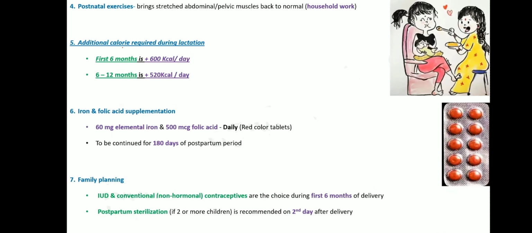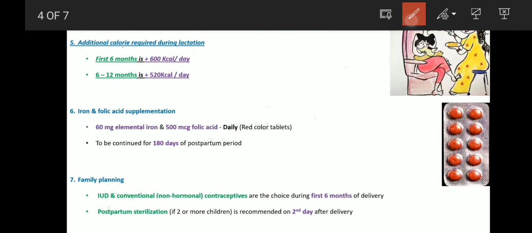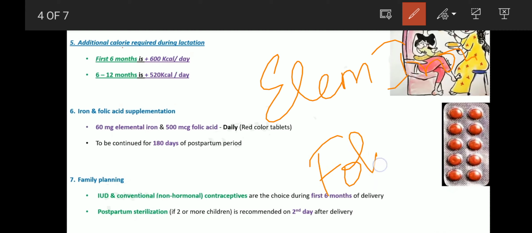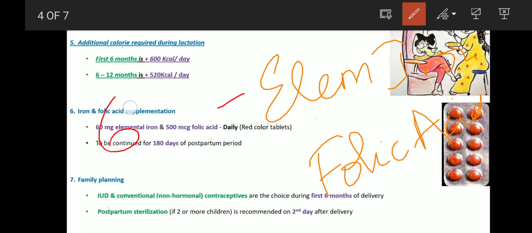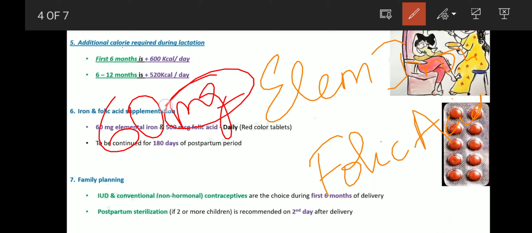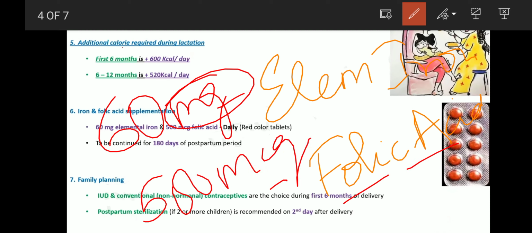60 to 100 mg of elemental iron and 500 mcg of folic acid. Elemental iron and folic acid. Elemental iron, how much? Elemental iron is 60 mg. Folic acid is 500 mcg.